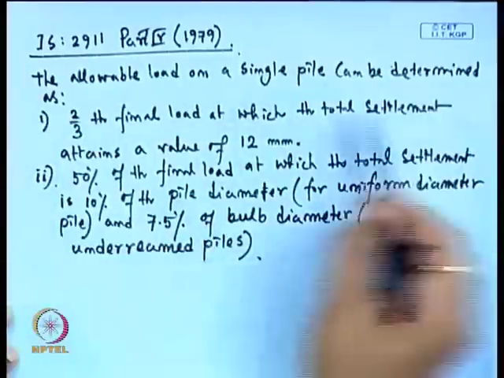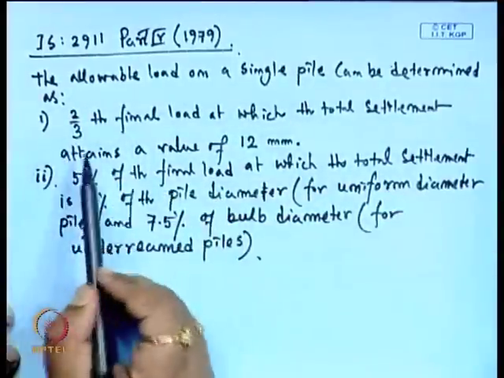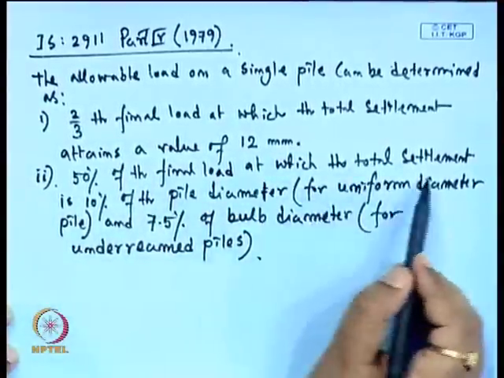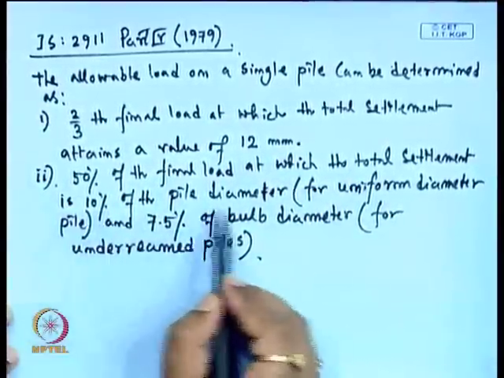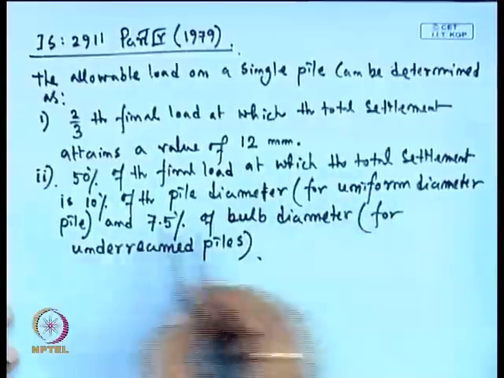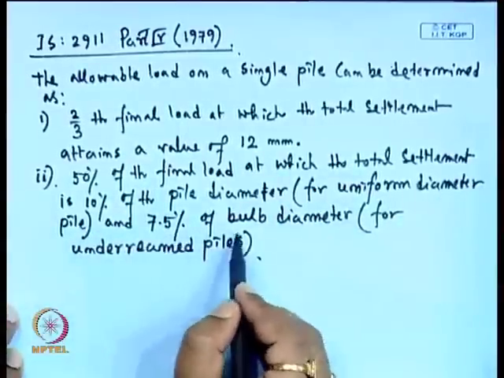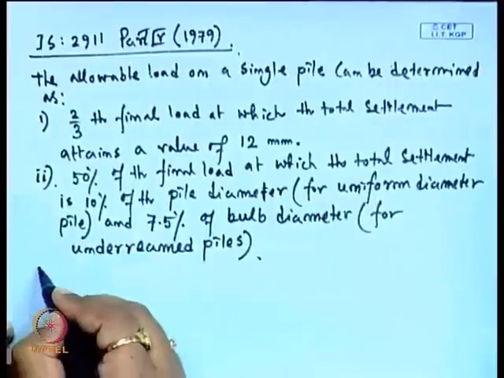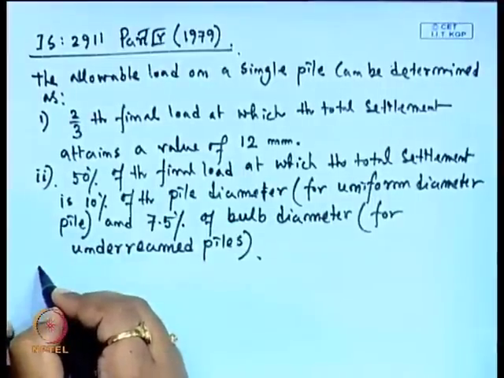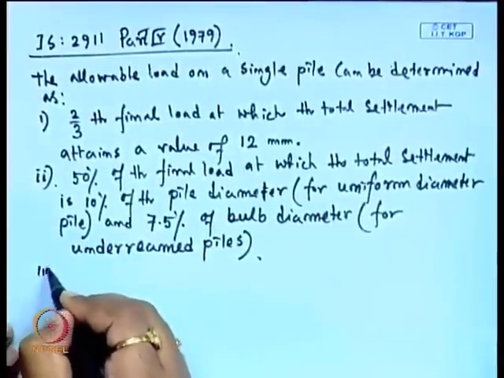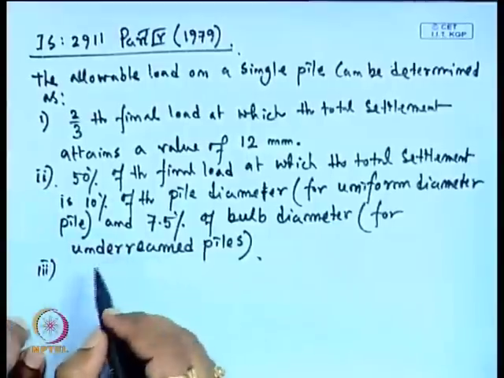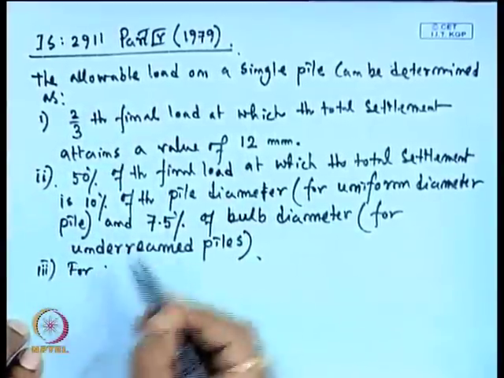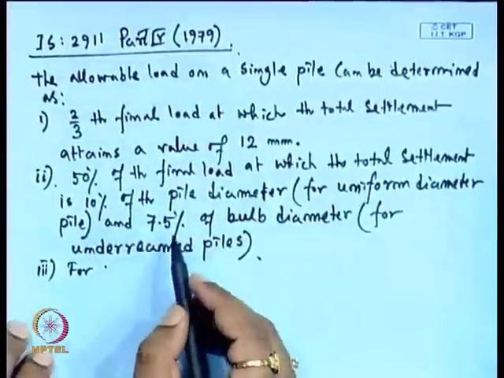So, that means the second condition is the 50% of the final load at which the total settlement is 10% of the pile diameter for the uniform diameter pile and 7.5% of the pile diameter for the under-reamed pile. Now, another condition is the third condition. This is for the single pile. Now, for the cyclic test, this is for the static test.